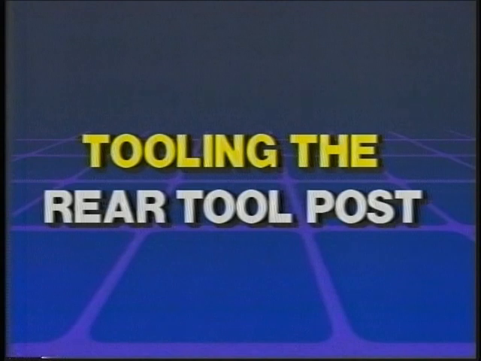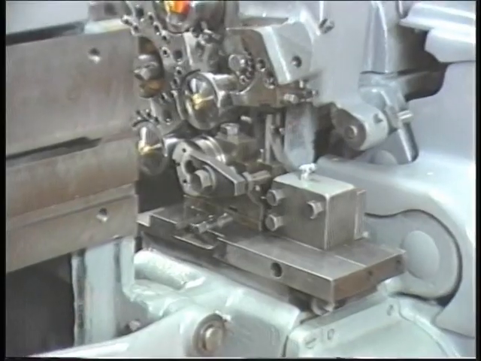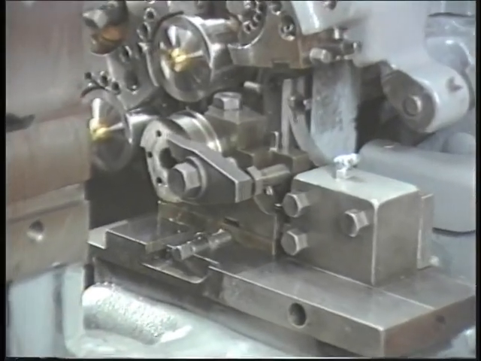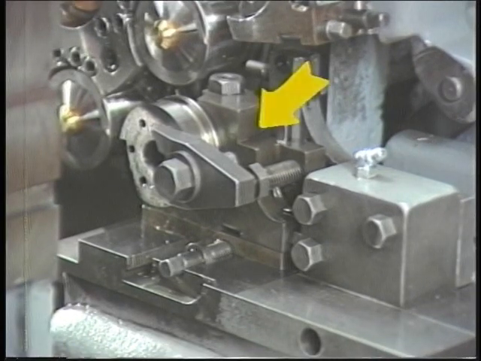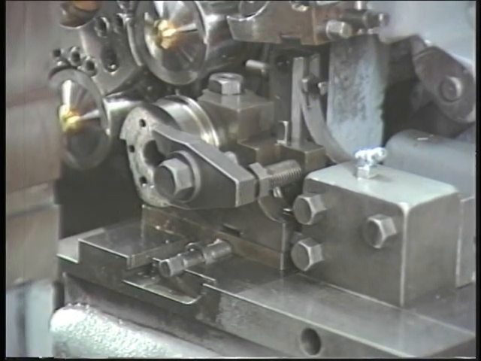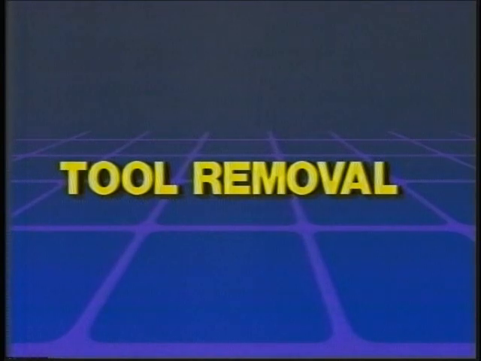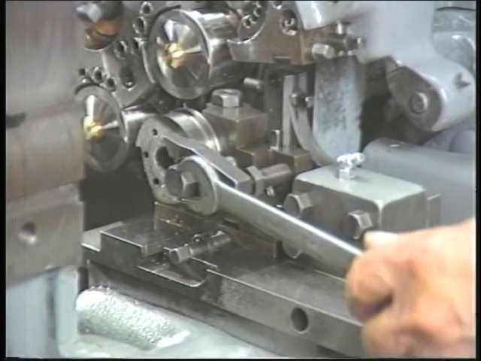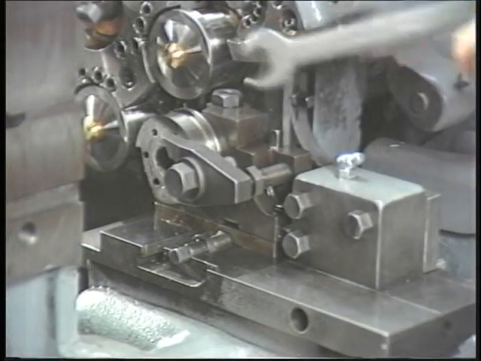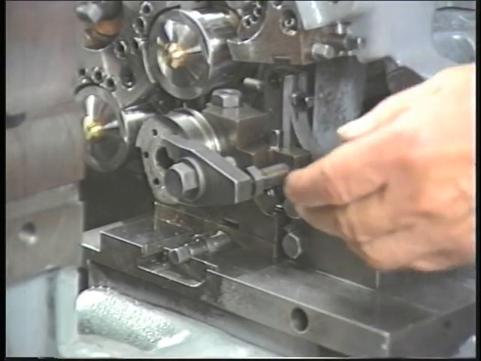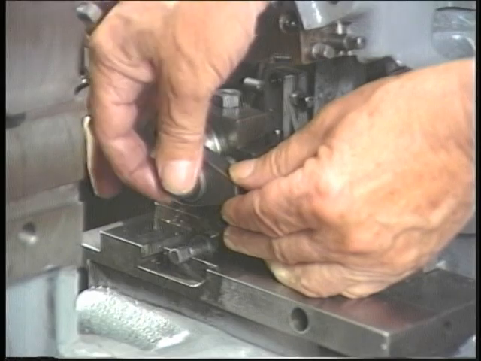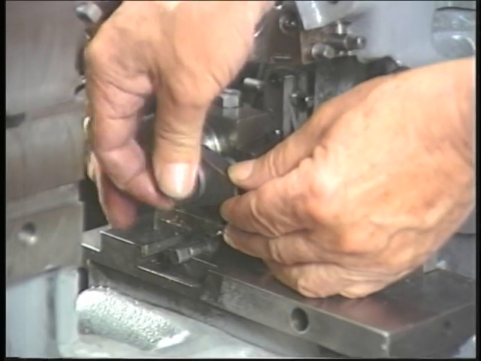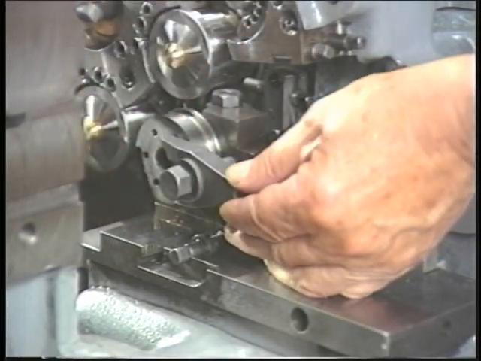Tooling the rear tool post. The rear tool post is mounted on the rear cross slide and operates in the second position. Tool removal. To remove the circular form tool or any other tool from the rear cross slide, loosen the tool clamp bolt. Remove the tool clamp. Then remove the tool.